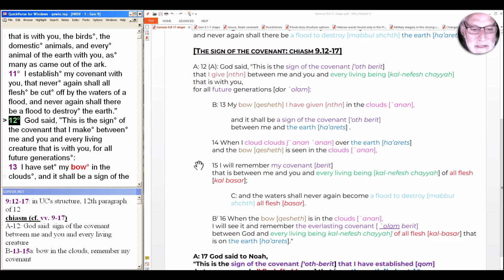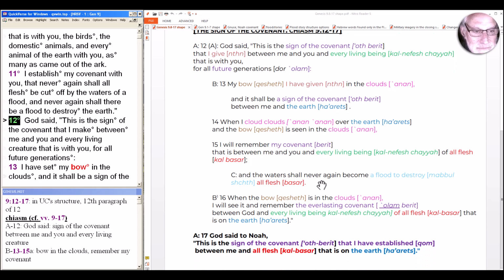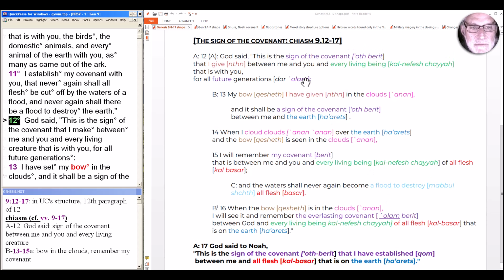So this is the sign of the covenant, and notice the covenant image being repeated throughout here. How many times we see covenant and sign of the covenant right down here too. So this is the sign of the covenant that I give, and notice that's different here than I make, between me and you and every living being that is with you. Third time we're hearing with you, for all future generations. And I put future in the purple here because it's the word olam, although generations dor is a different word. Notice how that matches down here. The everlasting covenant, the covenant olam, matches the future generations olam.